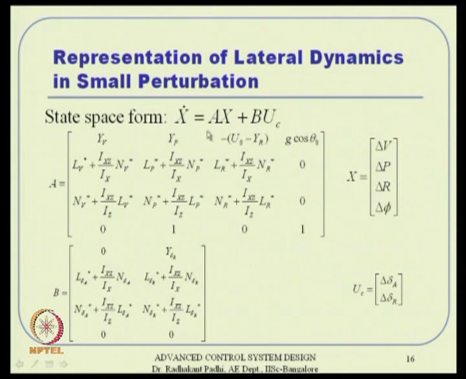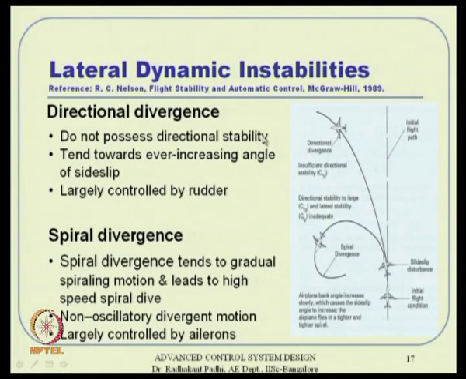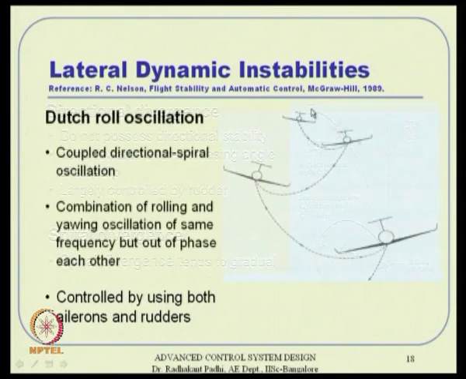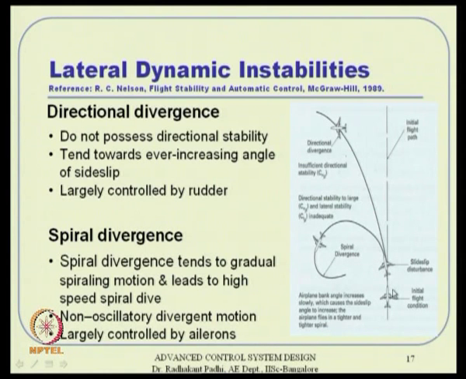And then the analysis of this particular motion leads to several phenomena, and one of them is directional divergence. That means it does not possess directional stability, so the side slip angle keeps on building, and slowly it will deviate from its intended path, and that is called directional divergence. And then you have spiral divergence, that means a gradual spiraling motion, and the angle keeps building very fast. It is not just a side slip angle, the aircraft also rolls. So it goes through the spiral divergence in a fast way.